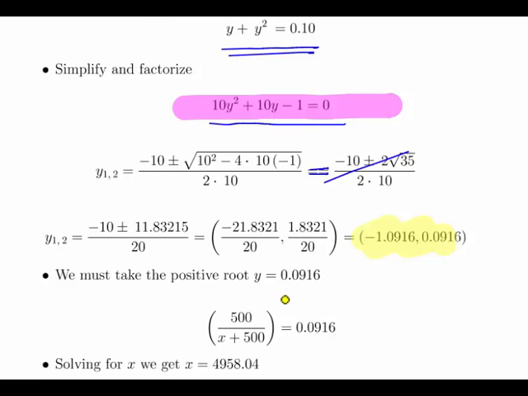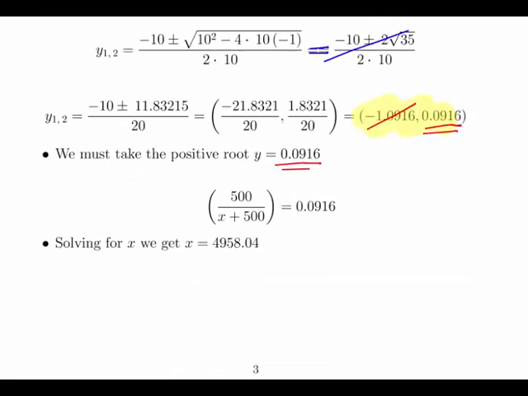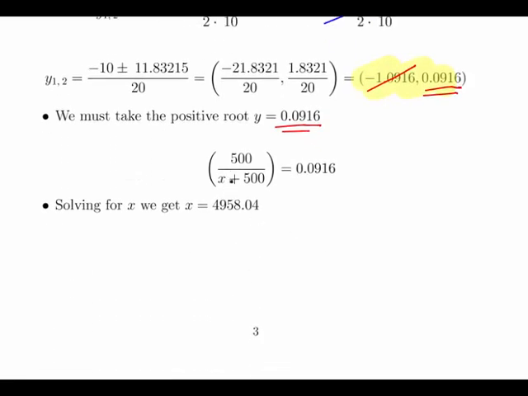Those are the two roots of that quadratic equation. Now we disregard that one because it has to be positive essentially. We take the positive root, y equals 0.0916, and then we solve for x. That should be straightforward enough. Cross multiply, we should end up with x equal to 4,958.04. That is the answer we're looking for.